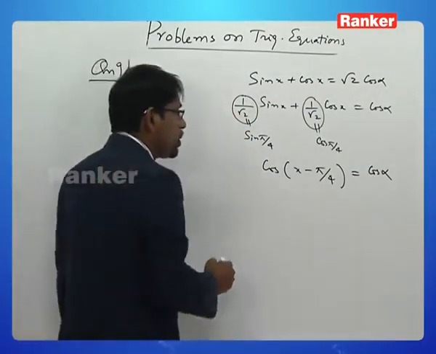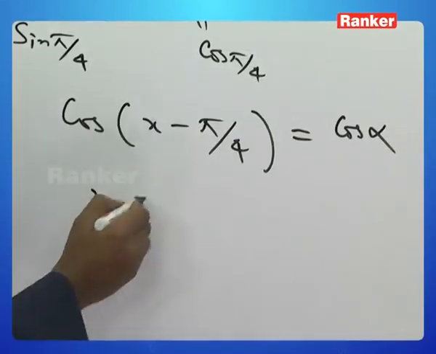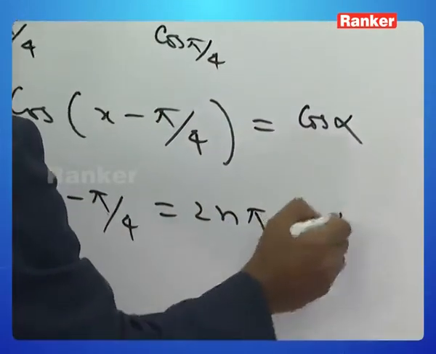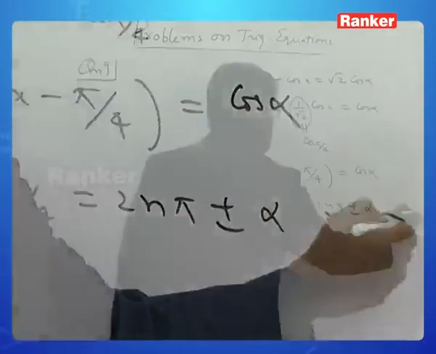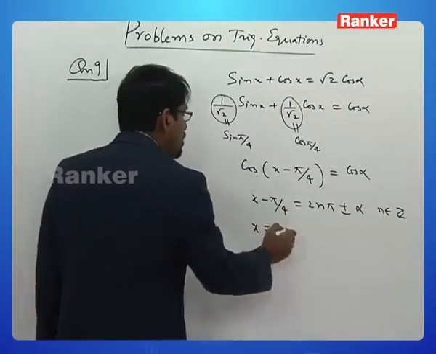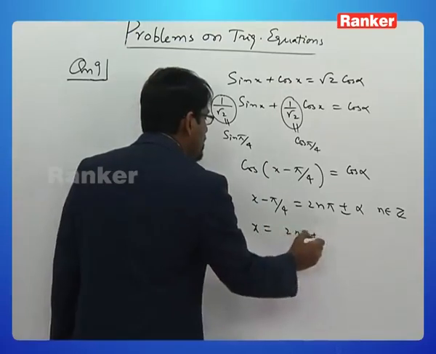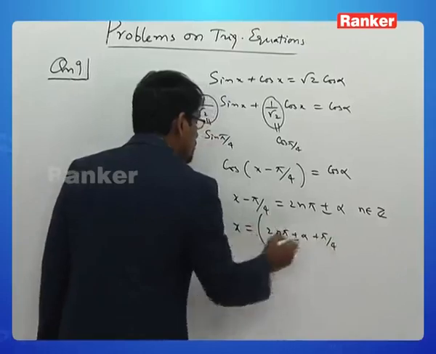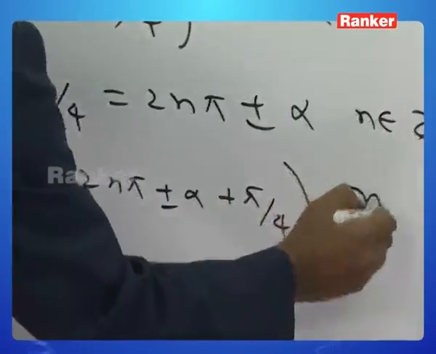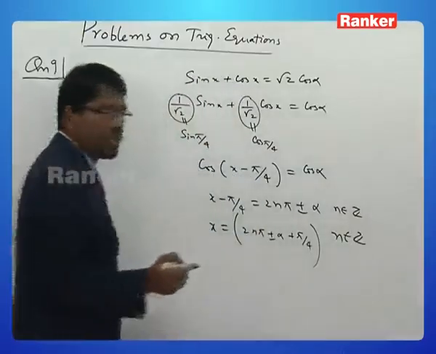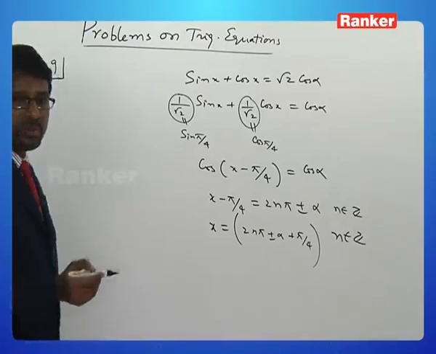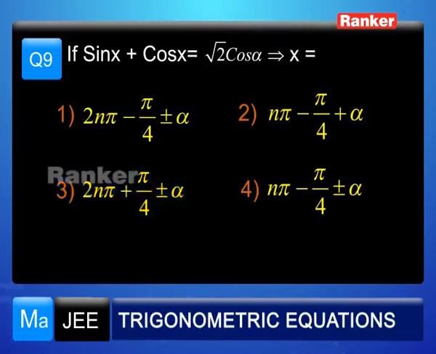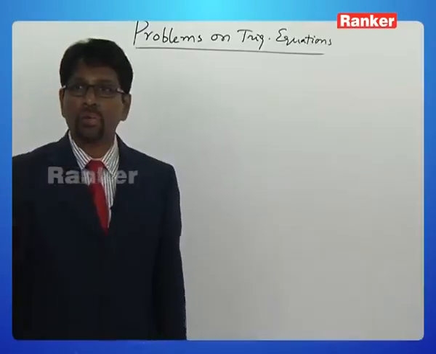So what is the general solution here? X minus pi by 4 can be written as 2n pi plus or minus alpha, n any integer. So x will be 2n pi plus or minus alpha plus pi by 4, n any integer. And that is clearly appearing in option 3. Option 3 is the right answer. Now let's move to the next question.